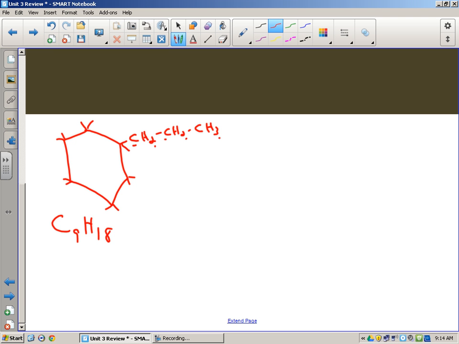2-ethyl-3,4-dimethyl-pent-1-ene. Let's see. So pent-1-ene is where you want to start here. Pent-1-ene, there's the double bond. 2-ethyl, that's 2 carbons added on, and 3,4-dimethyl, like so. And of course, filling in the rest with H's here.